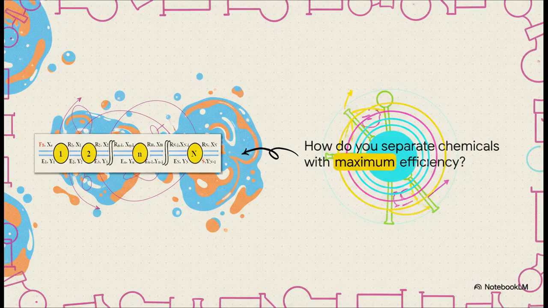Okay, so picture this. You've got two liquids that just don't mix. Think oil and water. One of them has something valuable dissolved in it, and your job is to get that valuable thing into the other liquid. To do that, you pass them through this whole series of stages, kind of like a cascade of mixers and settlers. But the big question, the million-dollar question, is always, how do you design this whole setup for maximum efficiency?